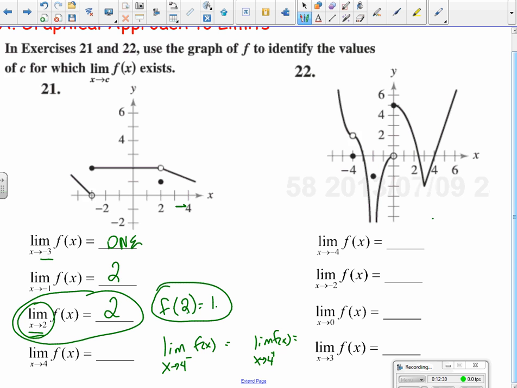Well, here, as I come in from the left side of 4, I'm about in there. That looks like a height of 1. As I approach 4 from the right side, I'm traveling along this function. It too has a height of 1. So I have a limit that exists because the left side and the right side are in agreement. It is 1. Now, why don't you hit pause real quick and run.